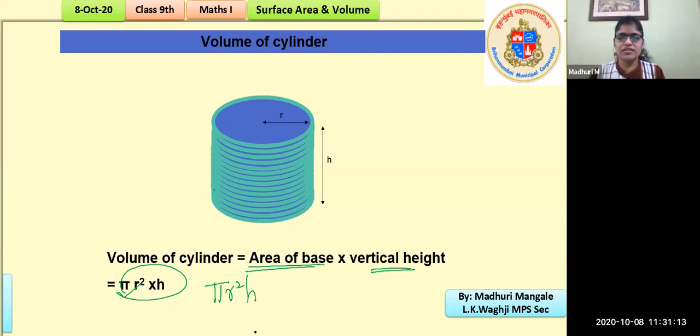All right, students. So once again, how do we find volumes? Simply start with the area of the base and multiply it with the height.